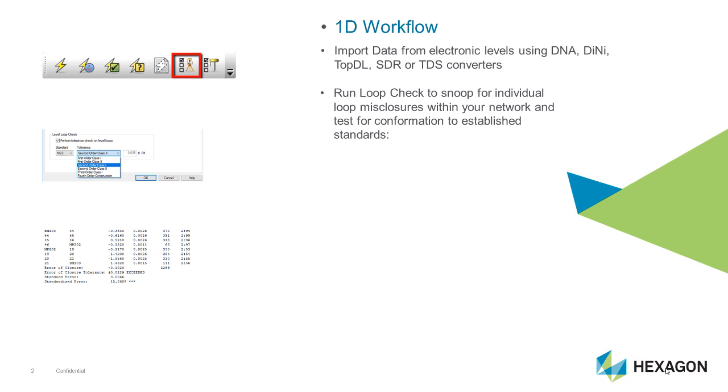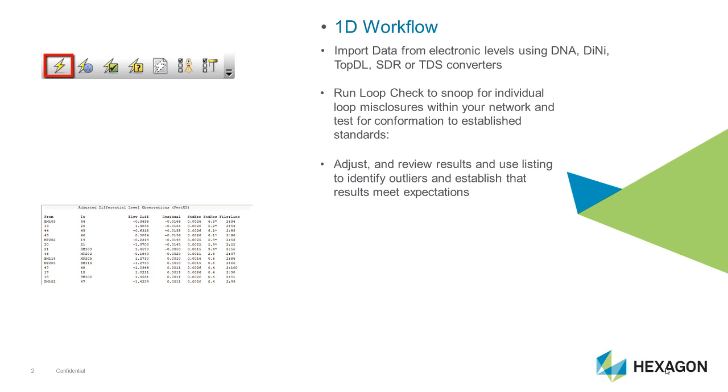Typically next you want to run the loop check tool to check all the individual closures in your network to see if there's anything that miscloses. There's also a special tool that allows you to test each of these closures against, for example, some NGS standards to see if each individual loop meets standards.